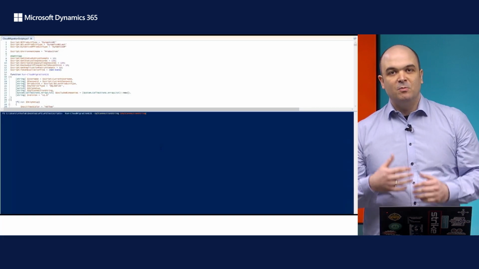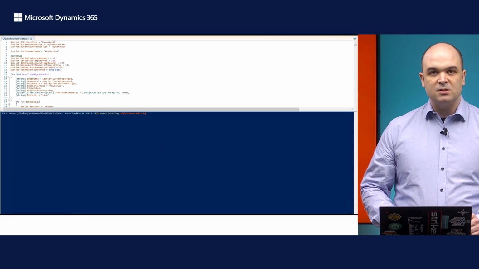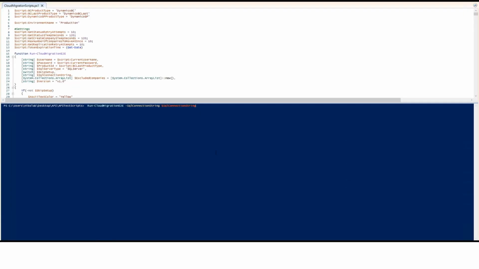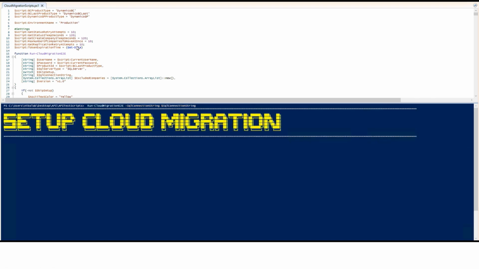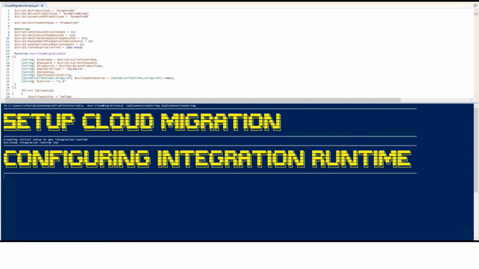So here I have my PowerShell script that I have written. It's going to start invoking the APIs. And as you can see, I have typed a single line. And I have provided a SQL connection string as a variable. So when I start it, we are going to open a wizard. So this is the first step through the API. And now the wizard has given us the integration runtime key.